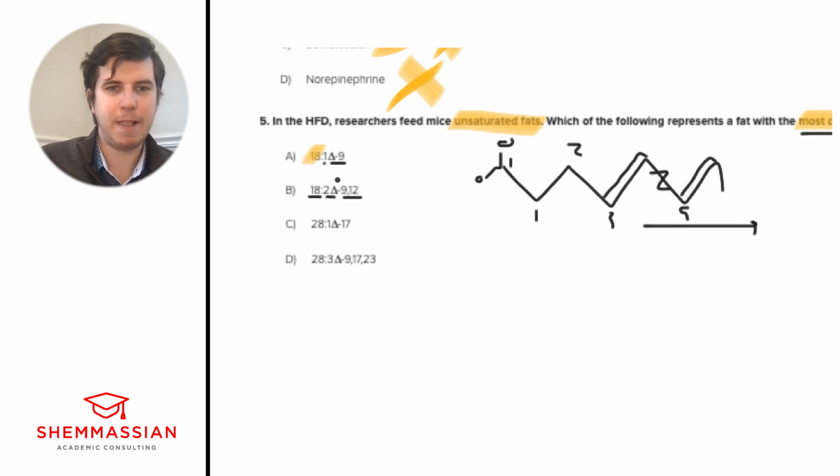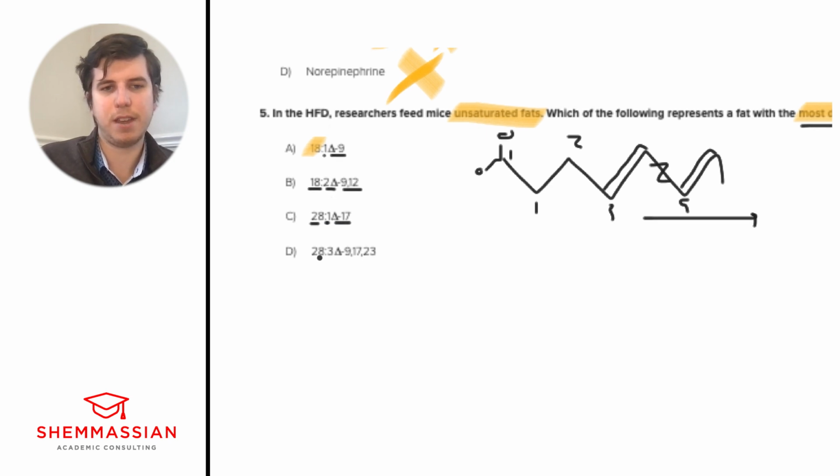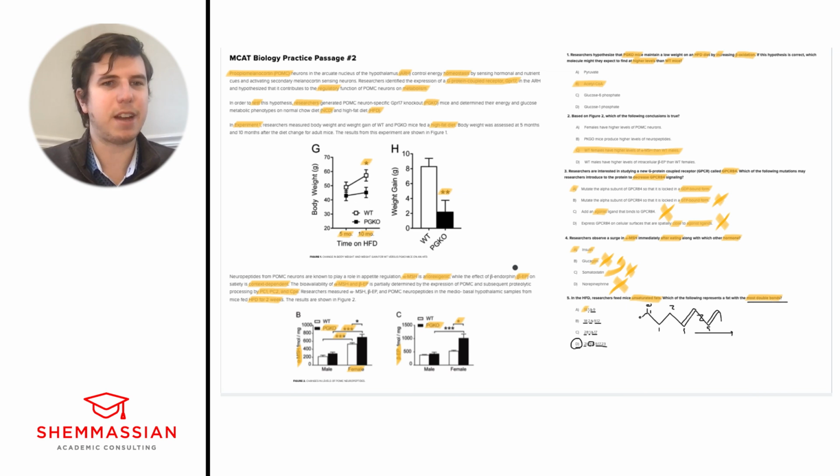so B is better. And then C, 28:1, position 17. Remember, we don't care about the carbons. 1 is low, and again, 2 is the highest so far. And then D, we got 28:3, positions 9, 17, 23. So we have 3 double bonds here and 28 carbons. D is going to be our best answer there. Okay, so cool, that concludes the passage.